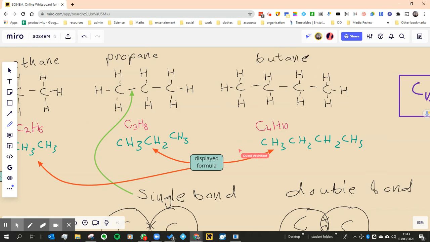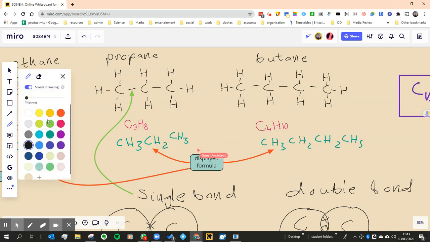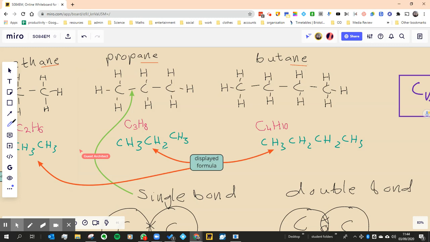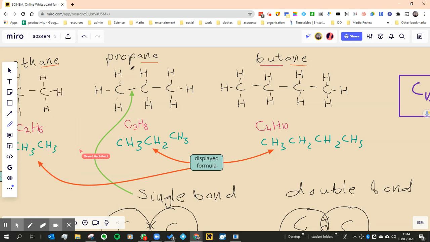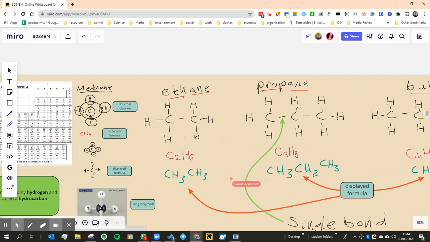So let's use a different color to underline the one that's similar. The ane is the same, right? And the thing that's different is the but, the prop, the eth, and also the meth in methane. So that bit there tells you the number of carbon atoms.